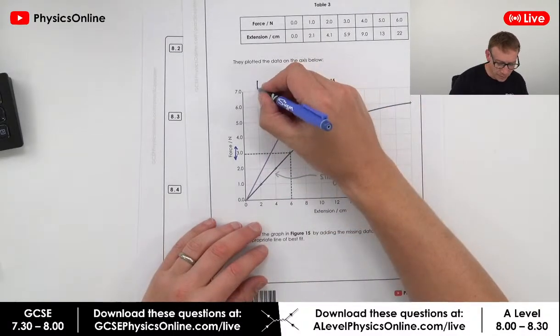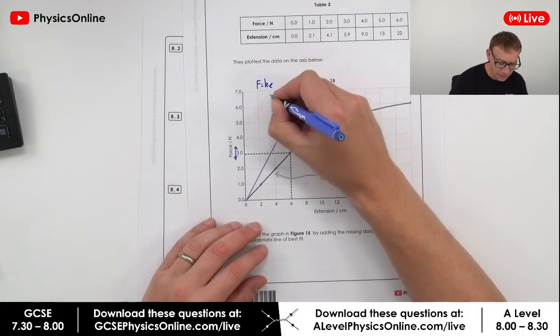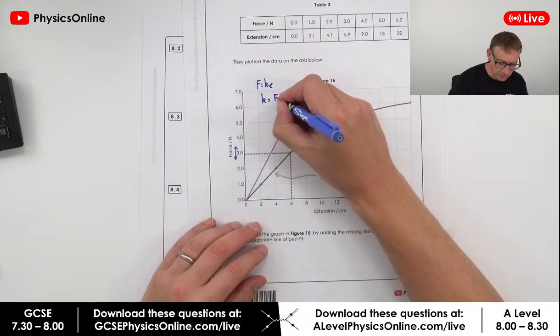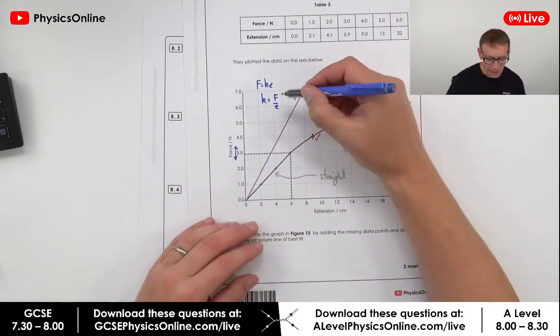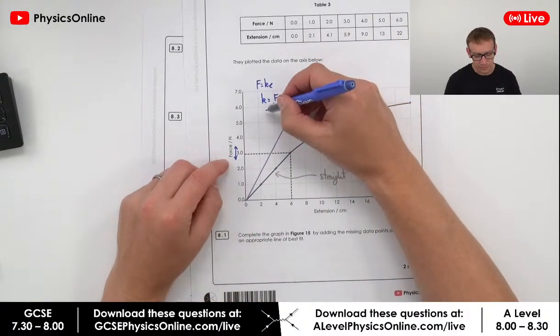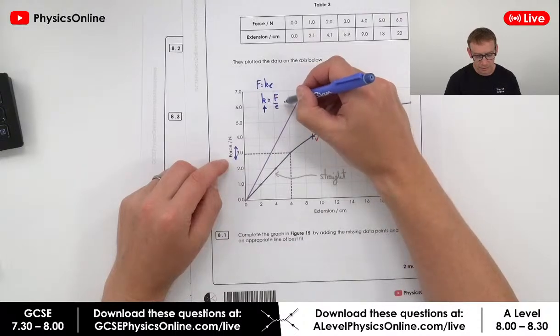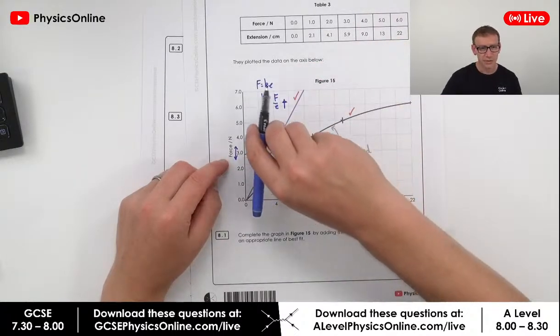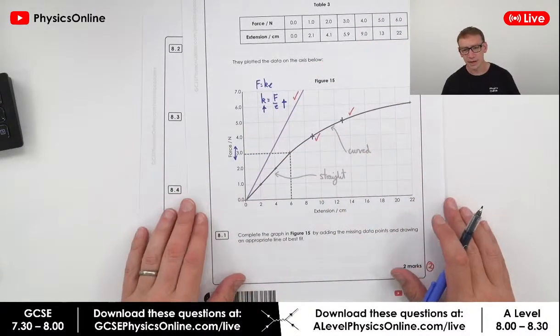Again, of course, we know that F equals kx, so the gradient is equal to the force divided by the extension, and if that gets bigger, then the gradient must increase as well. Now it doesn't matter exactly where, it's more of a sketch on the graph.